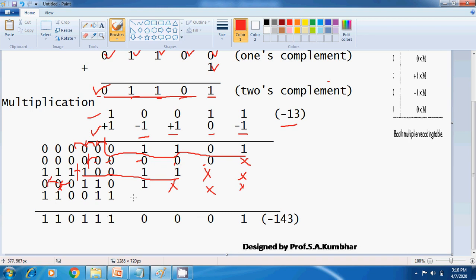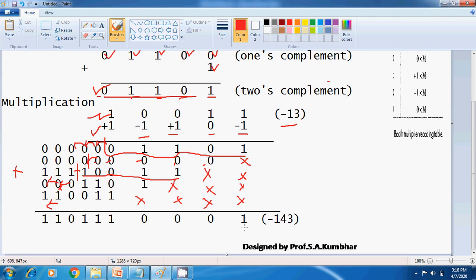Okay, and now the last iteration, the multiplier bit is plus 1. Here you have to directly take the multiplicand as it is, and the last bit is again extended with the most significant bit. Okay, now we have done it. Simply now addition is to be done.